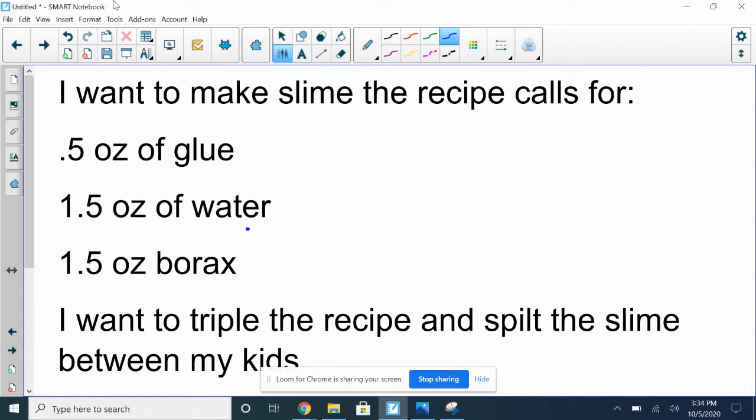So that's my deal. This is the recipe that I want to use. I want to triple the recipe so that I have a whole lot of slime. But after I triple the recipe and make my slime, I have to split the slime in half between my 2 boys. So that's our example. We have all these different ounces of glue, water, and borax to make our slime. I'm going to triple that recipe, but I'm going to split my grand total between my 2 boys. So we're going to think about how we would do that, and then we're going to come back to that at the end.